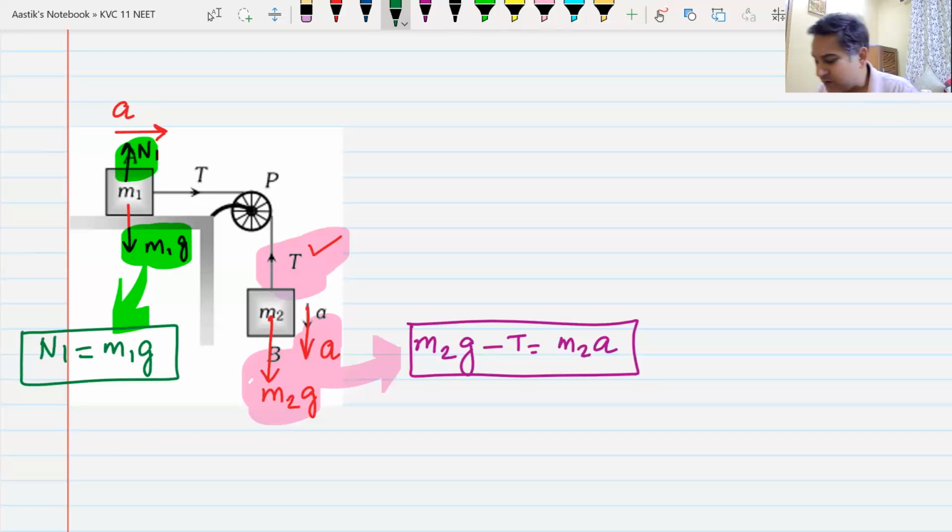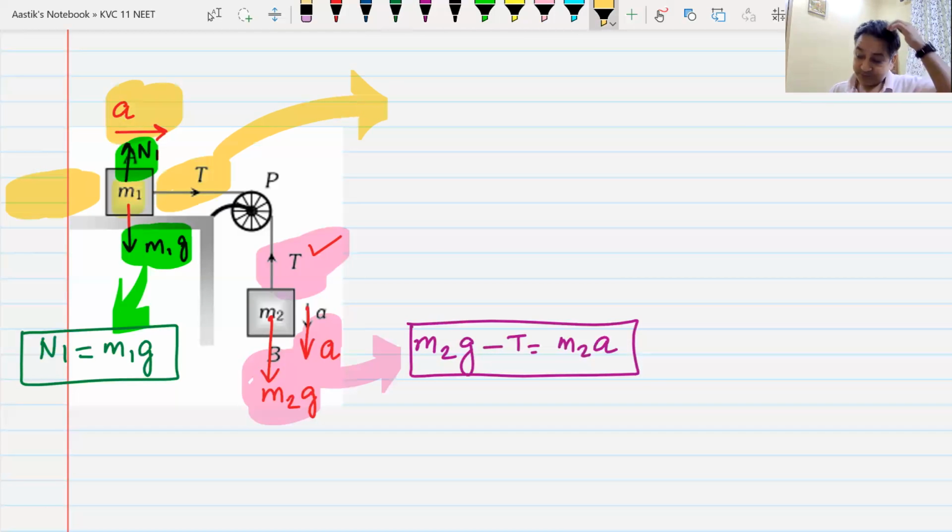No one asks you the value of this normal reaction, so no one normally makes this equation. From this equation, we only get the value of normal reaction. But if we look at the second equation here, T is here, there is no force here, and the acceleration is here. And the block mass is M1. Can you now write the equation for this block? T equals M1A.